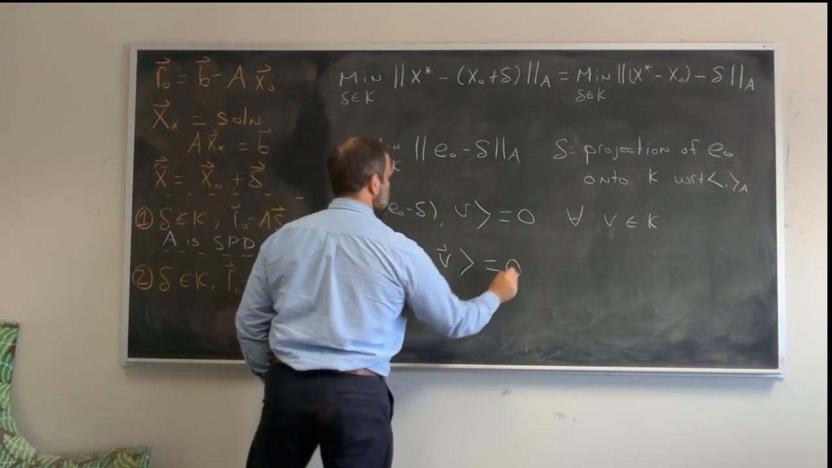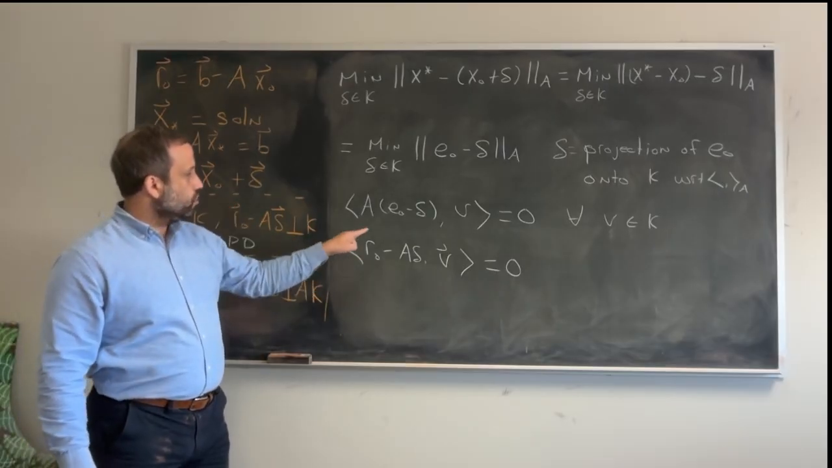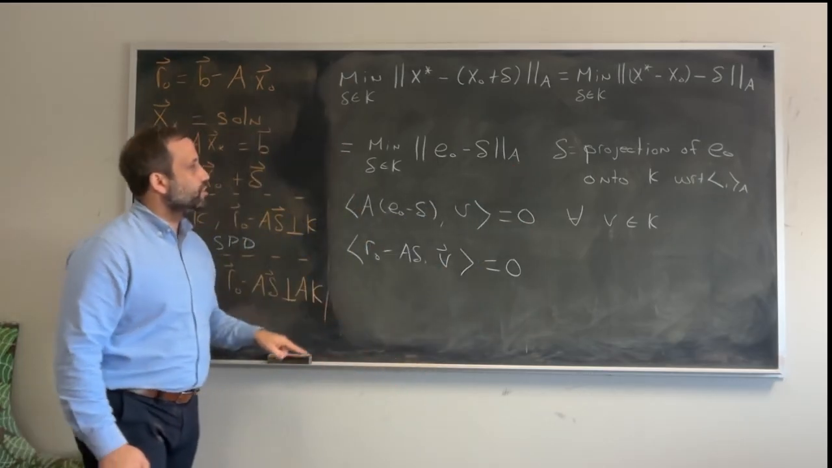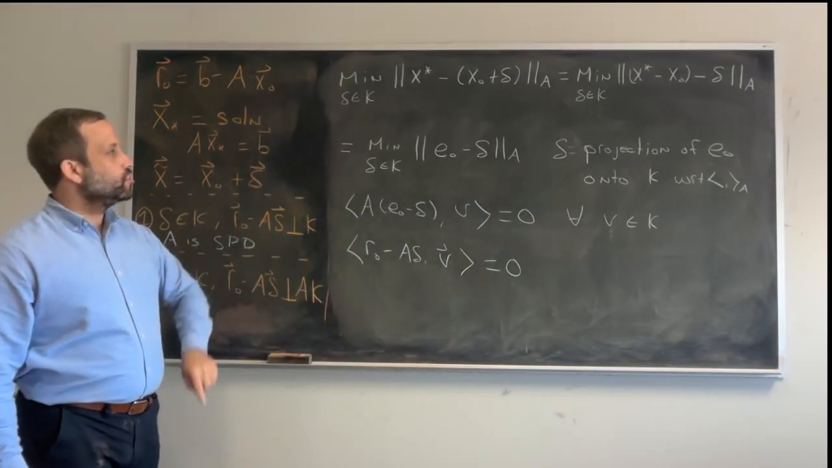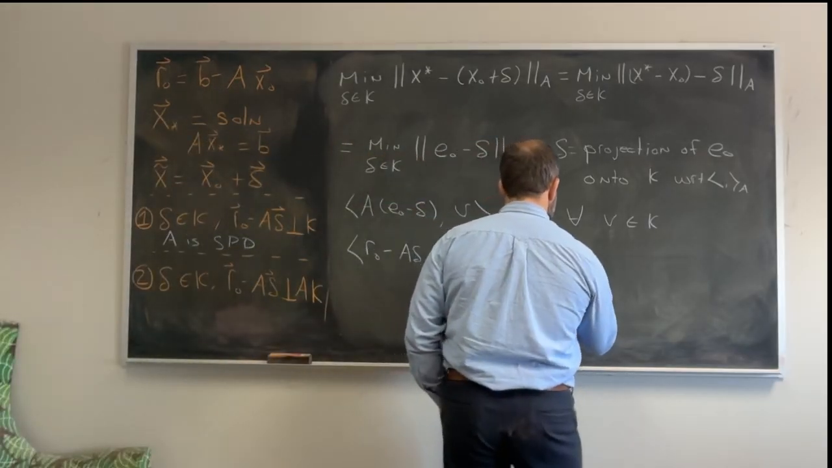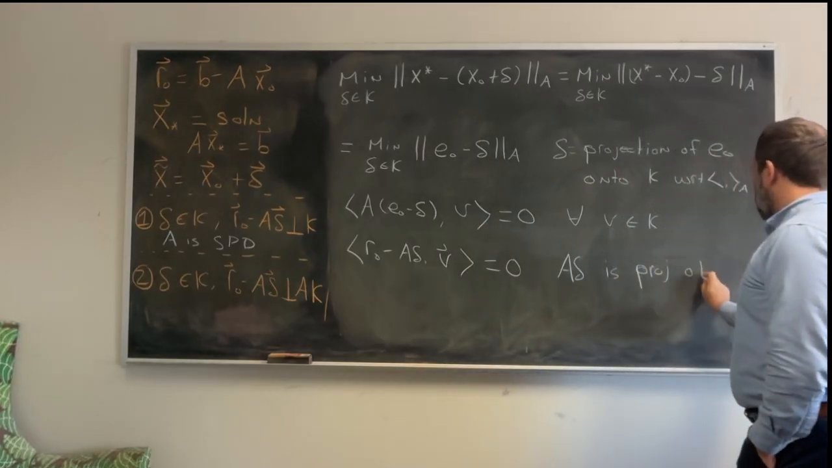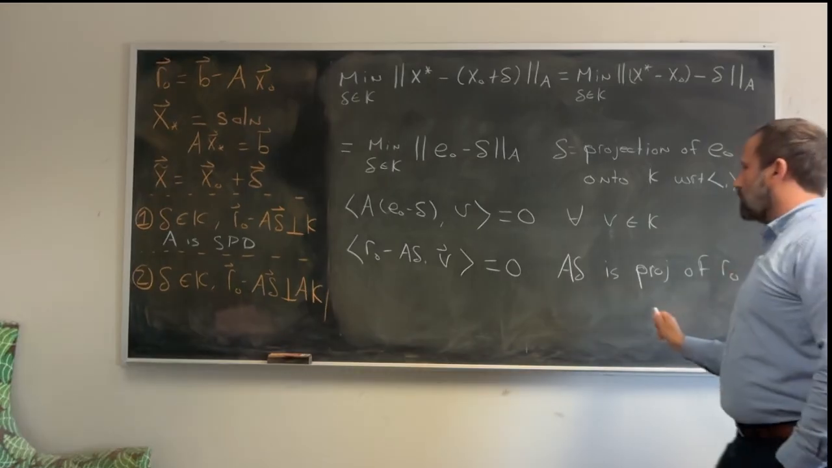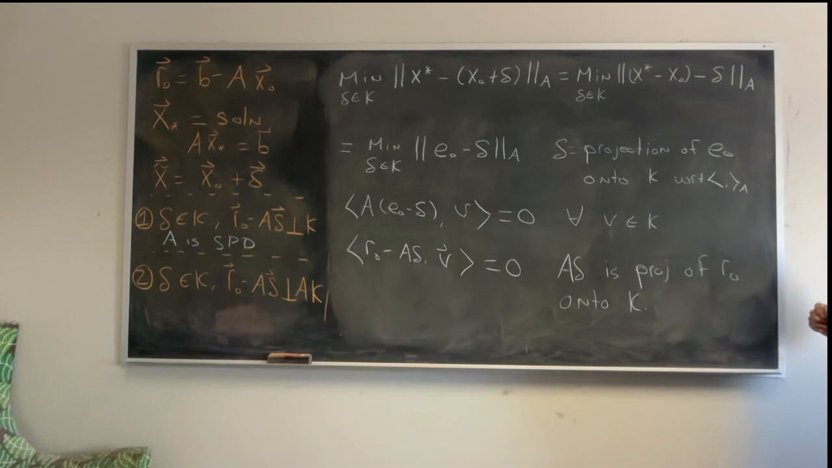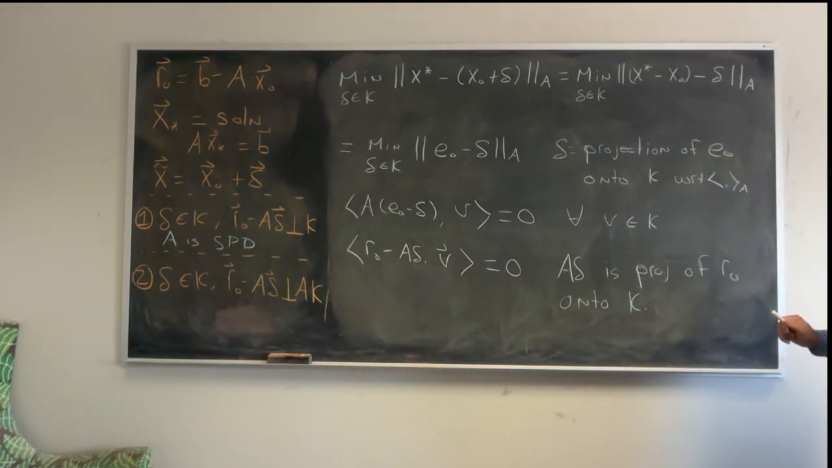be equal to 0. Okay, so in other words, what we're saying now, we can see the way that we can conceptualize this. We can either think about delta as being the projection of E naught onto K with respect to the A norm, or we can say that A delta is the projection of the residual vector R naught onto the space K.